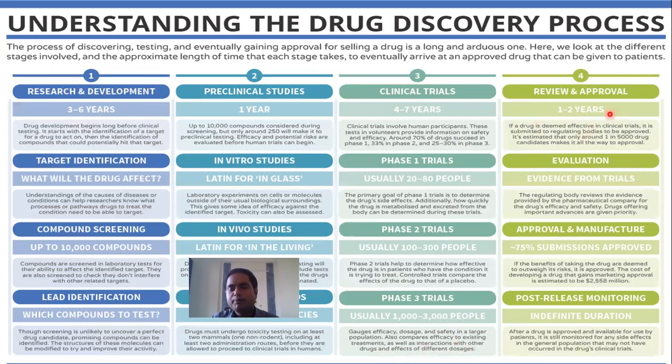The review and approval process can take 1 to 2 years. In this process, if a drug is deemed effective in the clinical trial, it is submitted to the regulating body to be approved. It is estimated that only around 1 in 5,000 drug candidates make it all the way to approval. The evaluation is of the evidence from the trial. The regulating body reviews the evidence provided by the pharmaceutical company for the drug efficacy and safety. Drugs offering important advances are given priority.